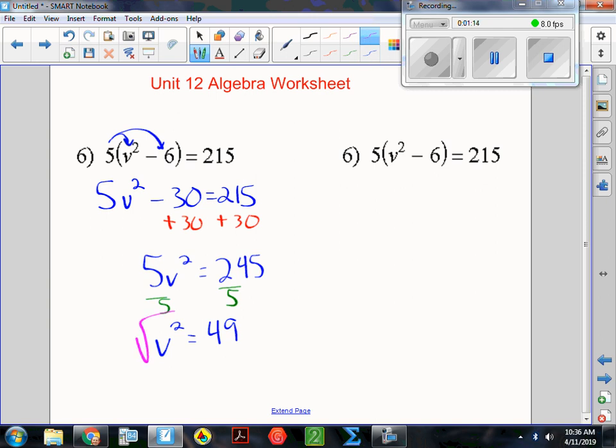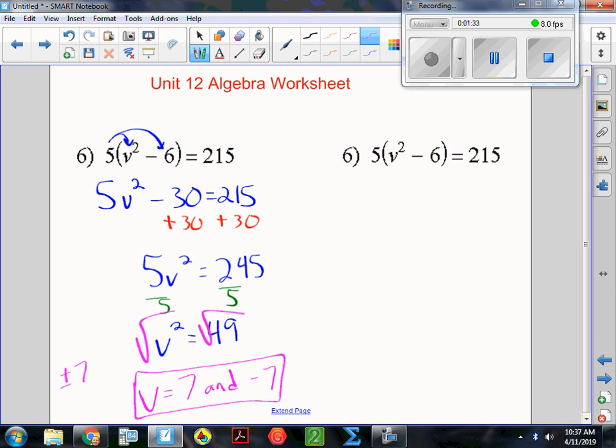Take the square root of both sides, and so v is going to equal 7 and negative 7. You can write plus and minus 7, which looks like this. 7 and negative 7 is going to be very useful on future problems, so you could leave it like that.